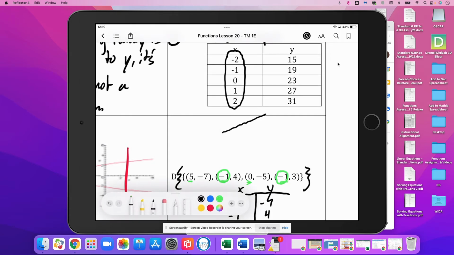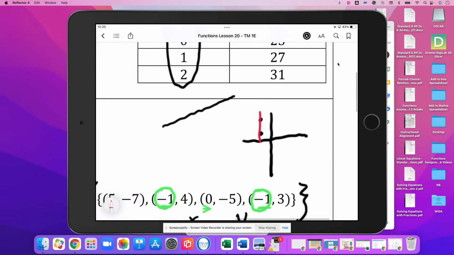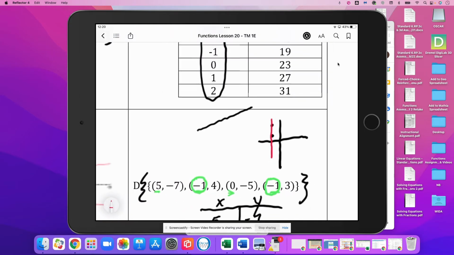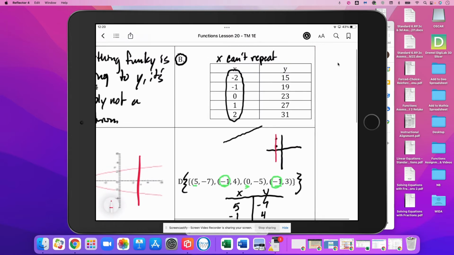So if I was to show you in a graph really quickly what that would look like, we would have a point on our graph at -1, 4, and we would have a point at -1, 3. That means that if we were to draw a vertical line, we would hit both of those points. And that's why in a table or in a set, x values can't repeat.